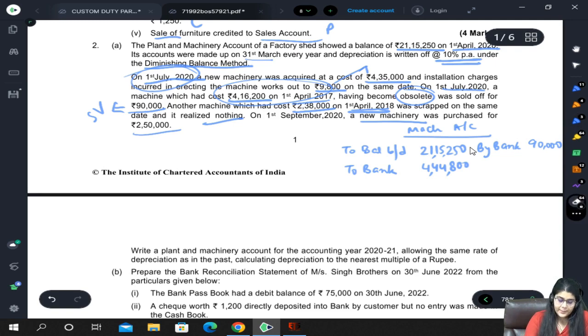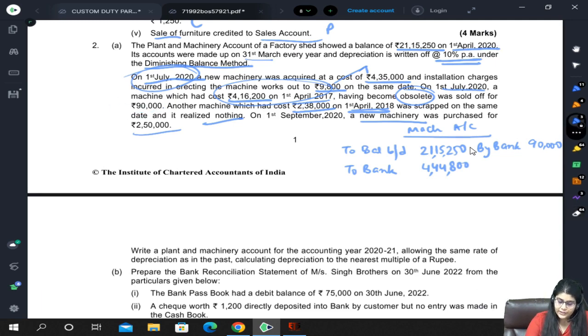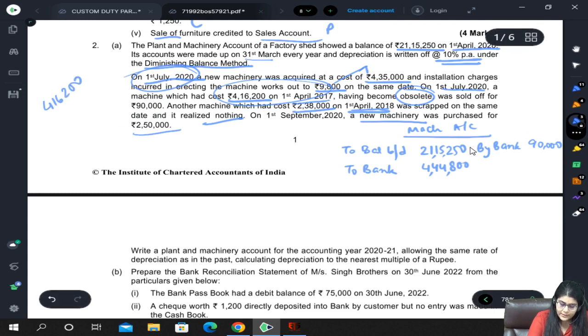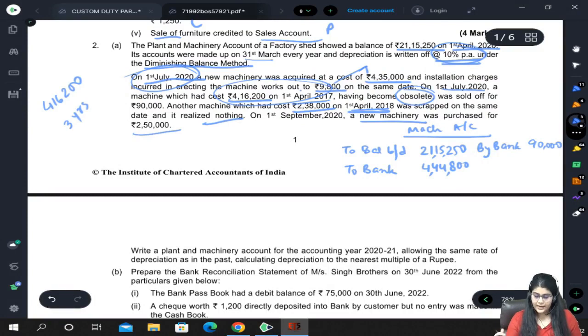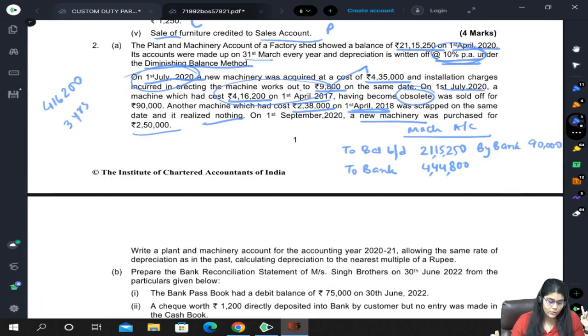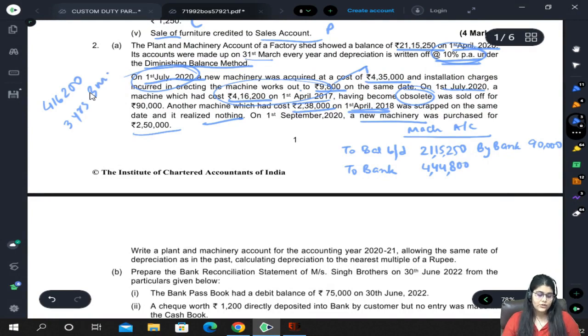Now we have to calculate the depreciation which was charged on this machinery. So the cost was 4,16,200 and we are using 10% per annum diminishing balance method. It was purchased on 1st April, so there has to be no adjustment for time. Three years full depreciation, and in the current year we are selling it off on 1st July. So that means for the months of April, May and June, which means 3 months. So 3 years, 3 months depreciation we have to calculate on this machinery.